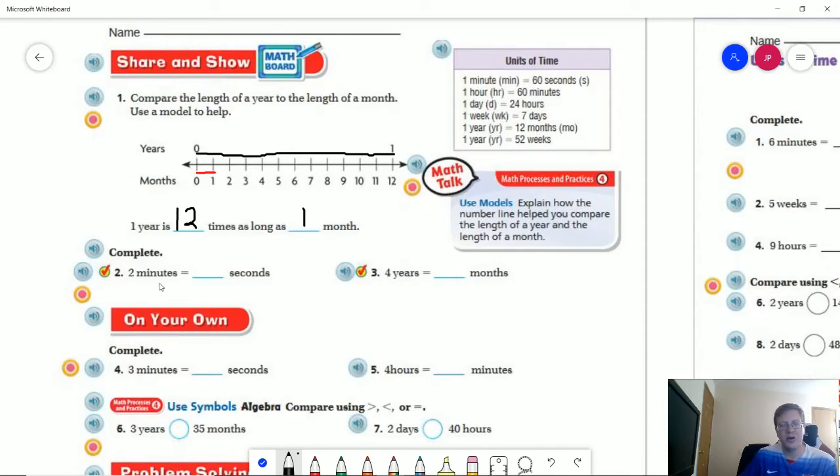For number 2, all we need to do is do 60 seconds times 2. And again, we could also do that by doing 60 plus 60. So that would give us 120 seconds. If you want to try any of these, go ahead and pause the video. I'm just going to go pretty quickly as we go down through the page. I think most of these are things that we can maybe take for granted.